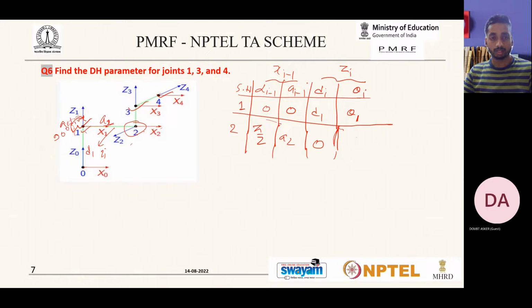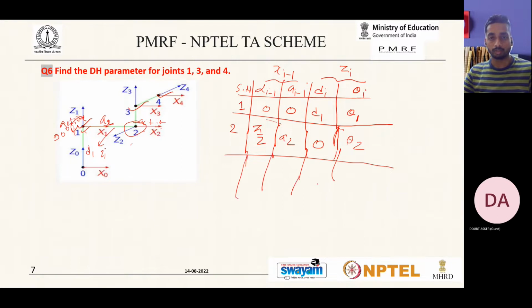But you see this, if this is an active joint, it will be rotating along Z. So this X2 will be changing. So we can have this as theta 2, right? So this is for joints 1 and 2.